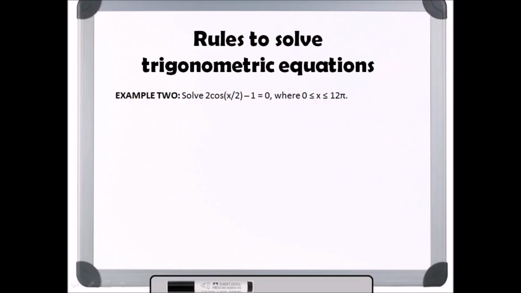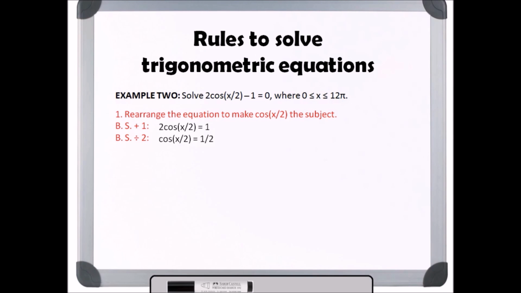In this example, we are required to solve 2 times cos of x on 2 minus 1 equals 0, where x is between 0 and 12 pi. First, we need to rearrange the equation to make cos of x on 2 the subject. To do so is fairly straightforward. We need to just add 1 to both sides so that we get 2 cos of x on 2 equals 1, and then divide both sides by 2 so that we get cos of x on 2 equals half. It is that simple.